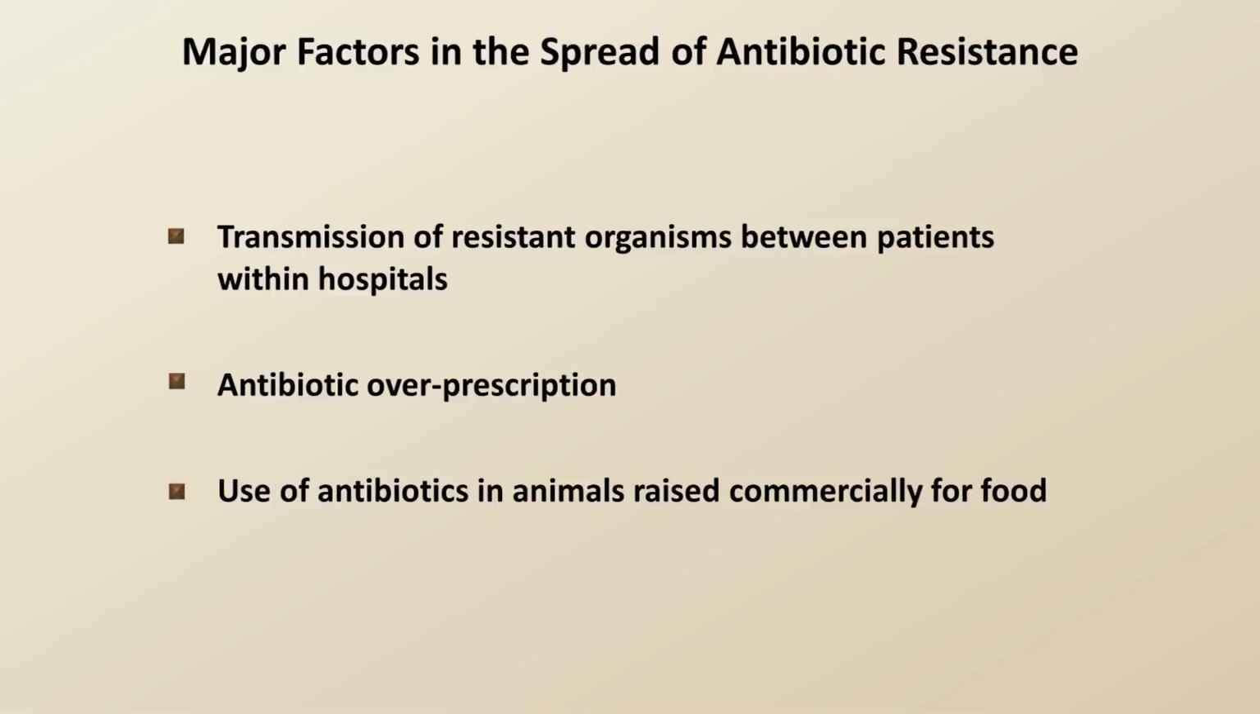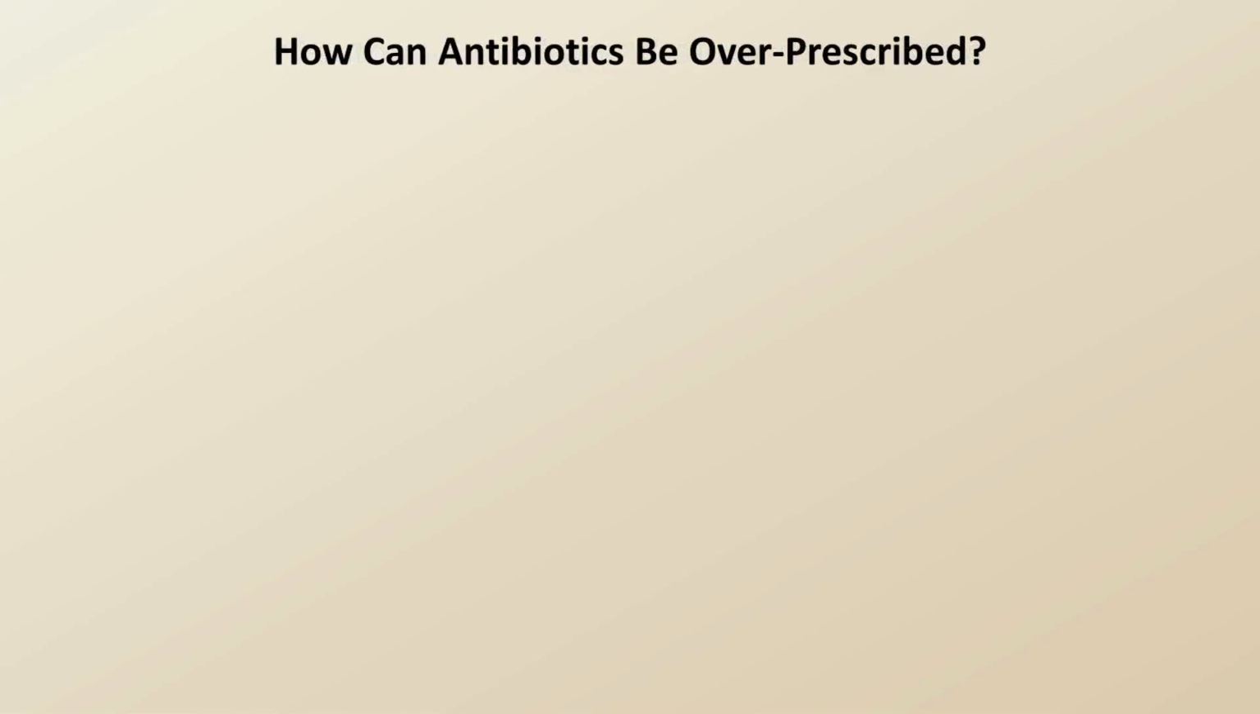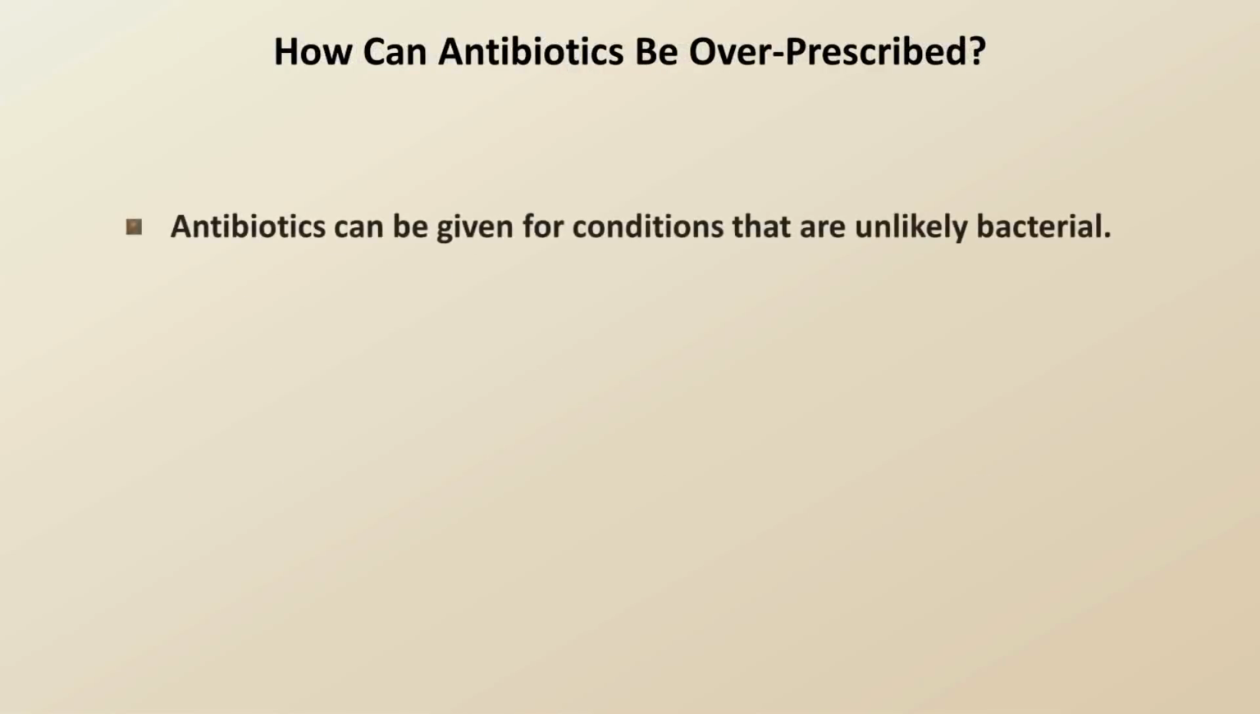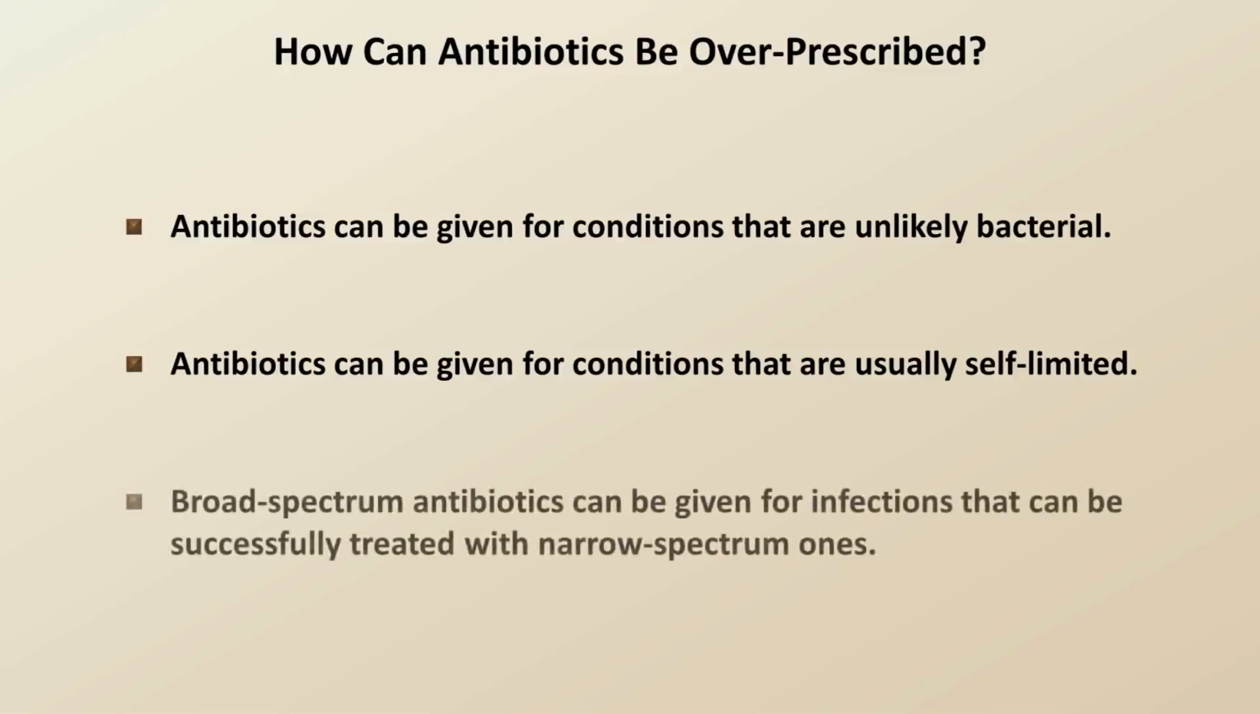Going back to that second factor, which is under the control of individual clinicians, how can antibiotics be overprescribed? They can be given for conditions that are unlikely bacterial in etiology. They can be given for conditions that are usually self-limited, as with non-invasive bacterial gastroenteritis. And broad-spectrum antibiotics can be given for infections that can be successfully treated with narrow-spectrum ones.